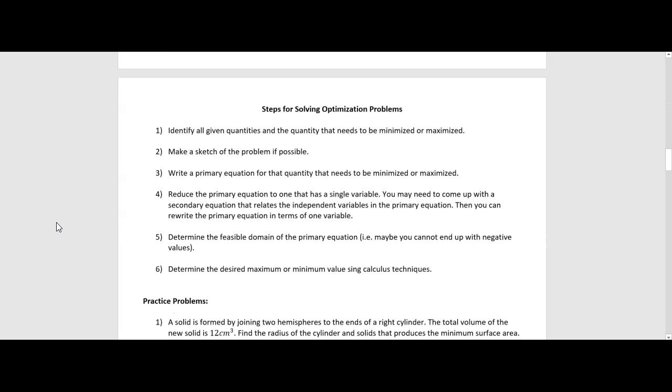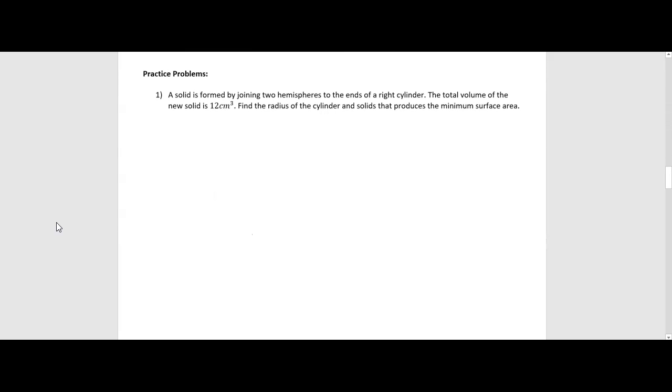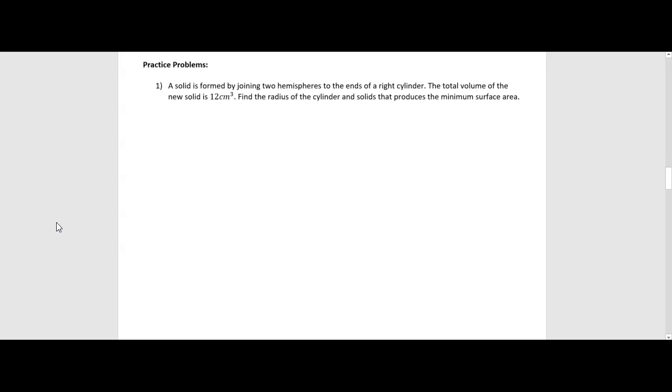Moving on, we are going to go through a couple of different examples where we are trying to optimize something. And remember, optimizing doesn't always mean we're finding the maximum value. It could also mean we're finding the minimum value of something. So we're going to start with problem number 1, and we'll get through as many of these as we can without making the video too long.